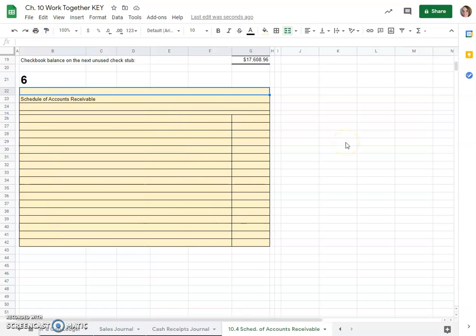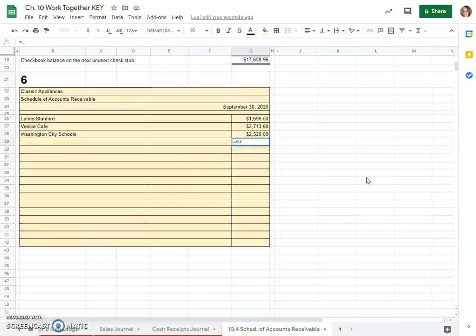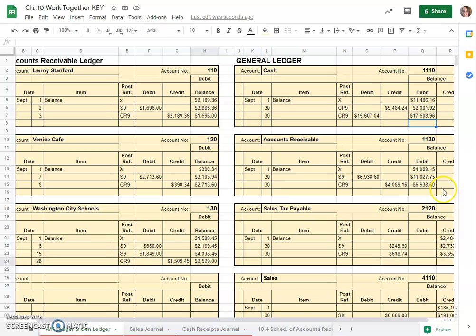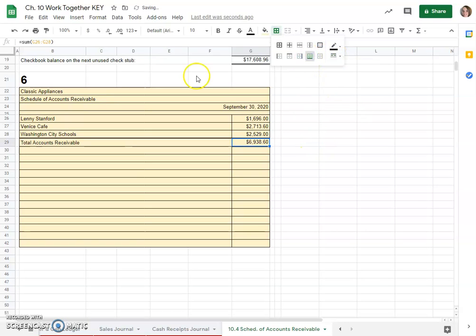Part 6 of this is to prepare a schedule of accounts receivable, and our company name is Classic Appliances. And this is as of September 30th, 2020, or current year, whenever you're doing this. And all you do is go back to your general ledger and find the balance for each company name and put them in, which I will do very quickly. After I have the balance, I'm just going to add them up. And I have the number 6938.60. Now I just flip over to my general ledger and I see the number 6938.60 is the balance, so it equals. So I can just go ahead and do my double line underneath, and we are done.